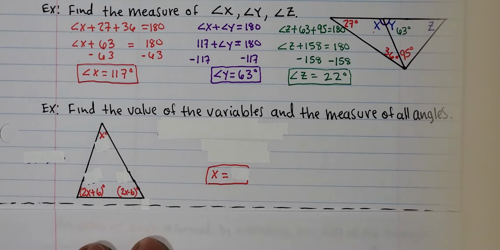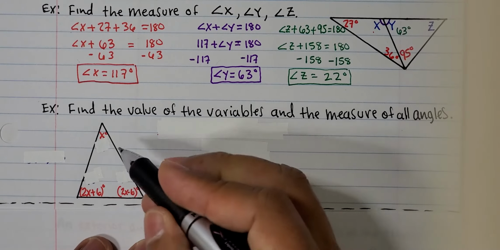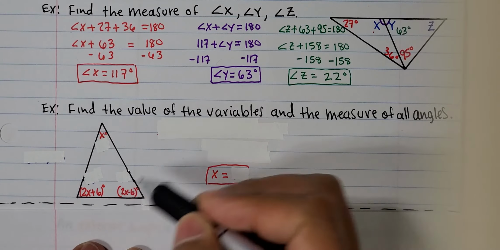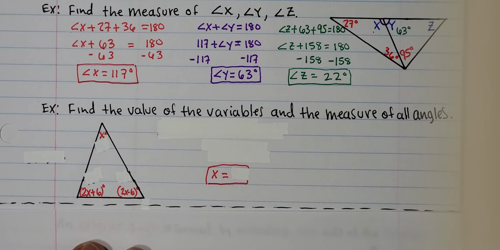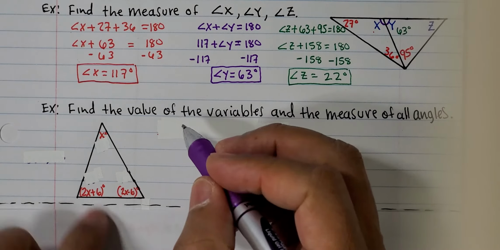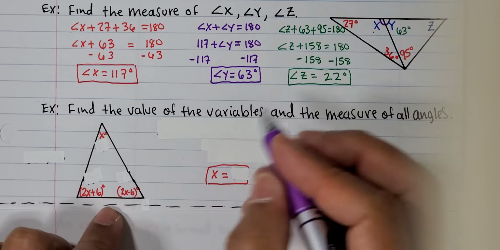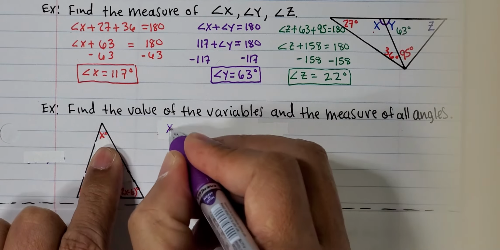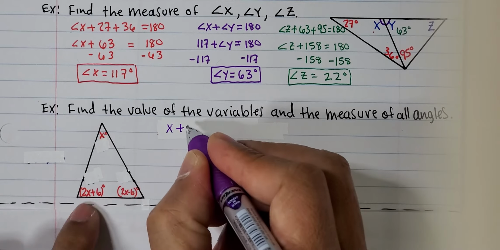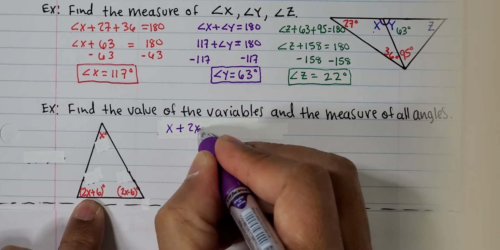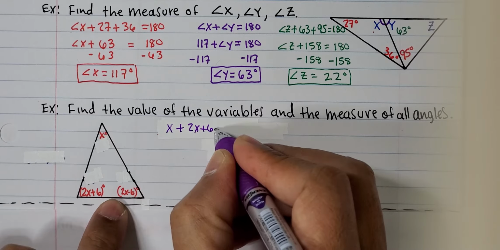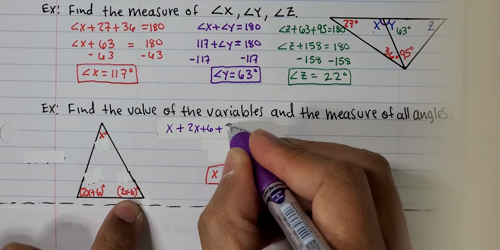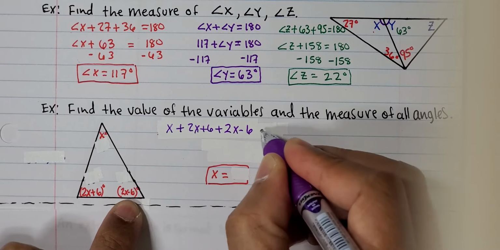Okay, so as you remember or recall, all three angles in this triangle have to add up to 180 degrees, right? So I'm going to use that fact again to help me find the value of X, and this also wants me to find the measure of all the angles. So I'm going to say X, which is this angle, plus this angle, which is 2X plus 6, and then plus this other angle, which is 2X minus 6.